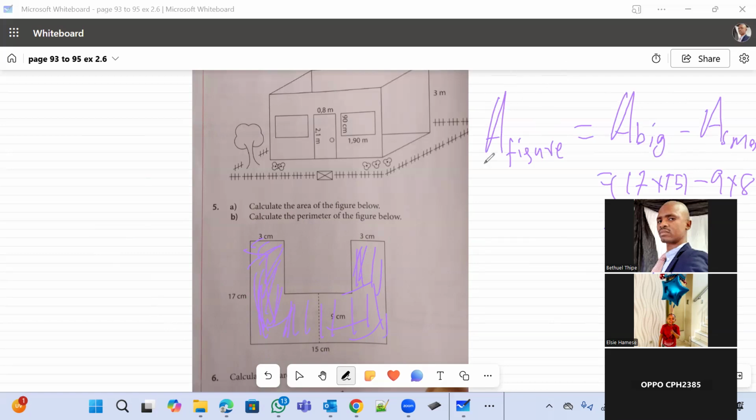This must be your big friend, this approach here. Whenever I want the area of this type of problem, I must consider the area of the bigger shape, and I must take out the area of the smaller shape.